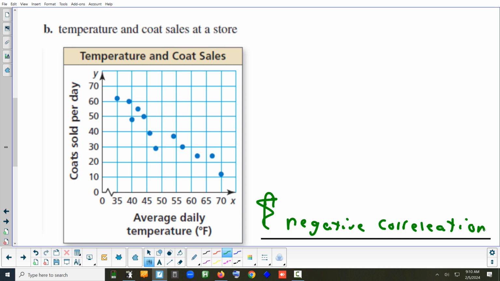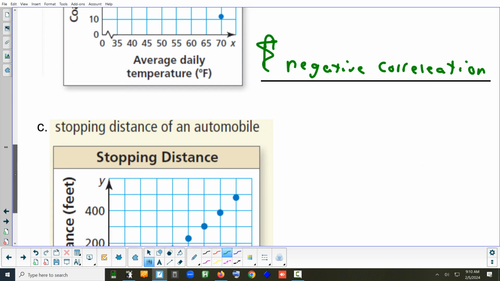Like the number of coats increased from being older. Well, this one's not about age. Oh. There's no age on this graph. Like, less coats are sold when the temperature is higher. Exactly. That's exactly what this chart is showing. Whether you agree with that or not, that's what this is showing. The warmer that it got, the less coats that the store sold. Yep. Exactly. Okay, so that's a negative correlation.